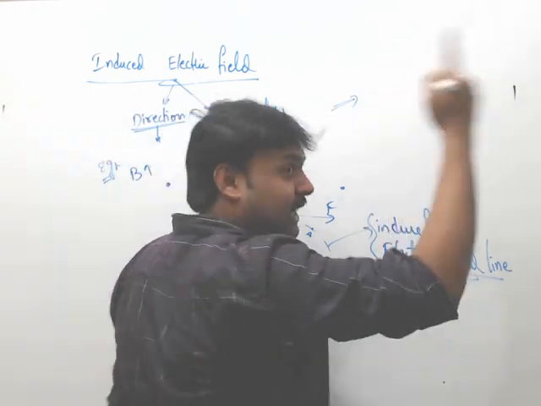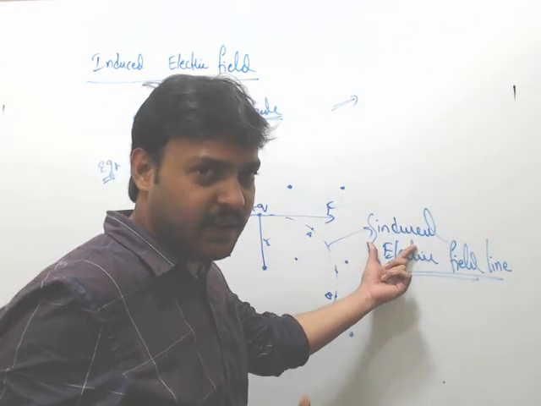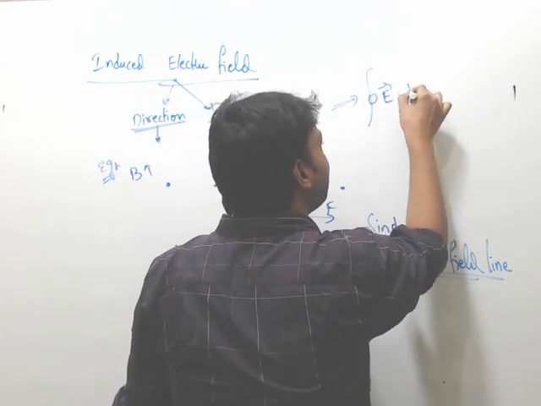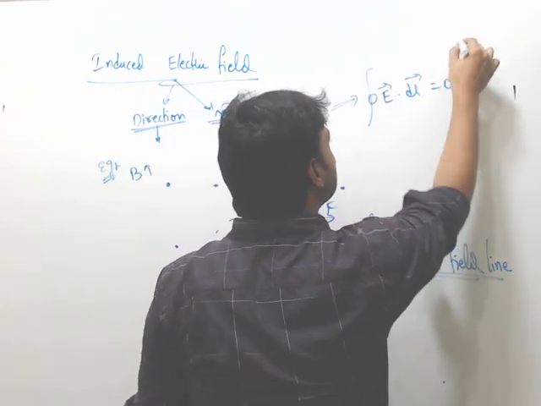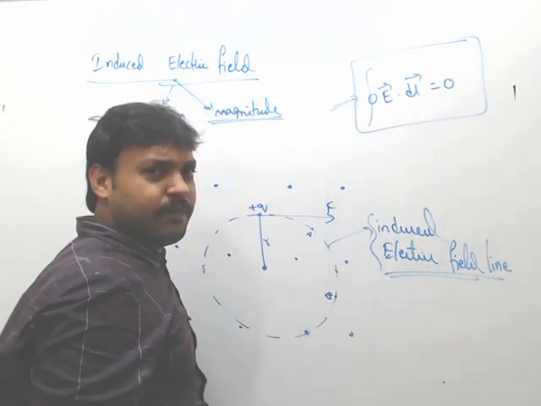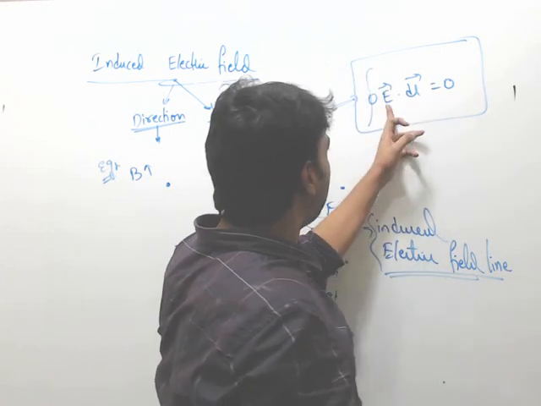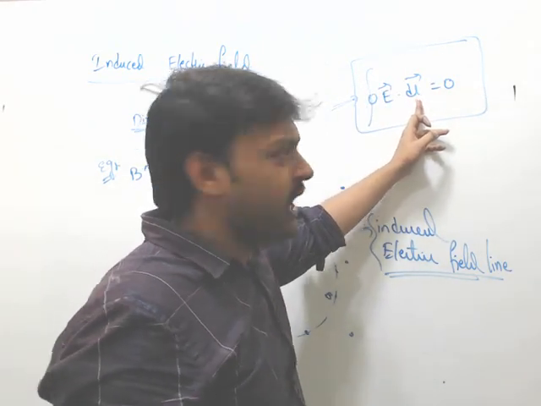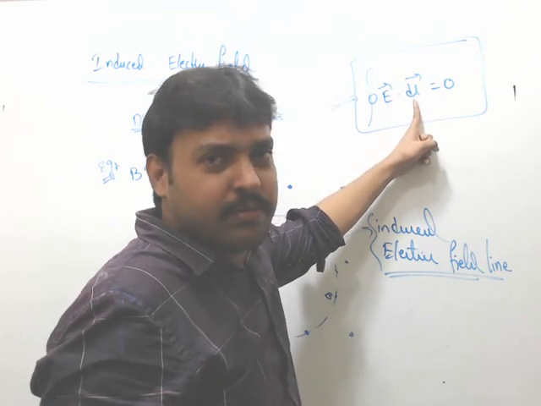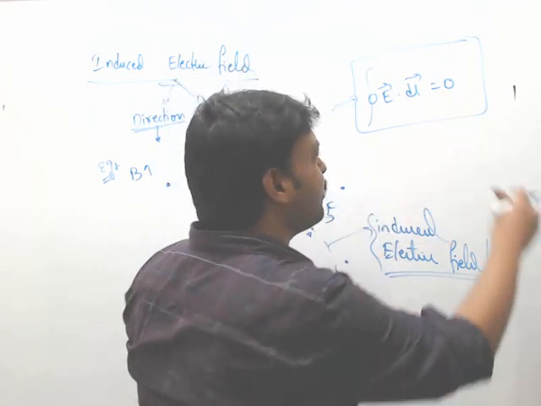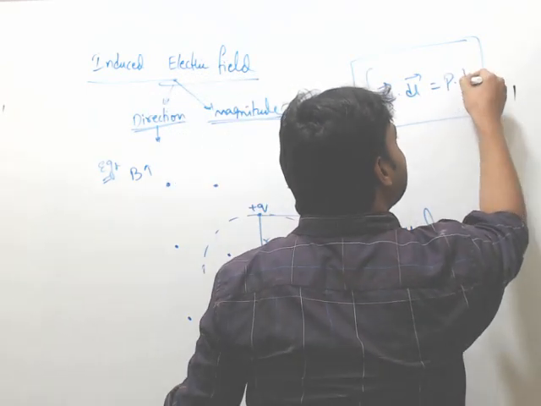Now what can we write? The old electric field I am telling, not the induced electric field. What is the formula? Line integral of E bar dot dl bar equals 0. Why does E bar dot dl bar equal 0? Integral E bar dot dl bar will give you the potential difference. Please try to revise the previous chapters.